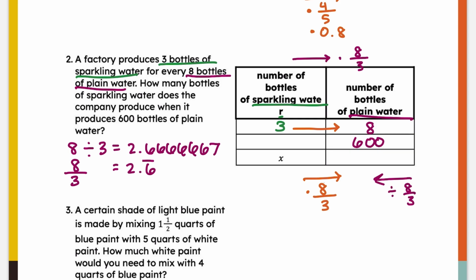So in my calculator, I'm going to type in 600. I'm working backwards, so I'm going to divide by 8/3. This is what I'm typing in: 600 divided by 8/3. When I do that, it is going to give me the number 225.